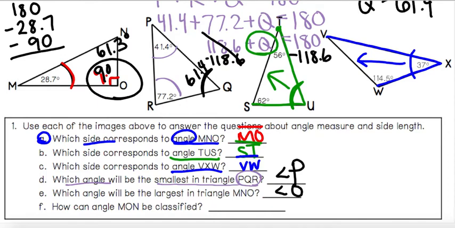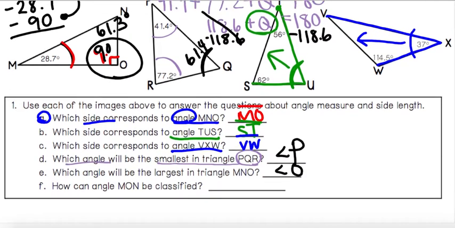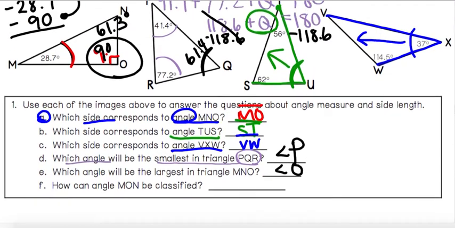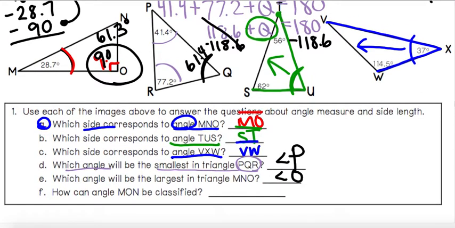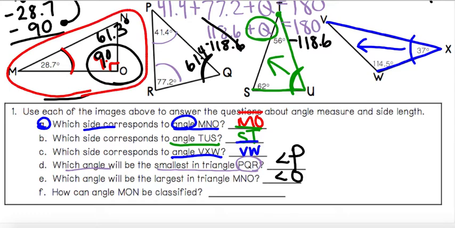Another thing that you can realize is that 90 degrees is half of 180. So if you have a right triangle with a right angle, the 90-degree angle is always going to be the biggest angle in the triangle because you're going to split the other half between two angles. Finally, how can angle MON be classified? So again, we're looking at this triangle, and it says, how can we classify this triangle?